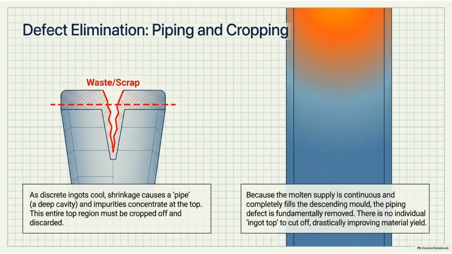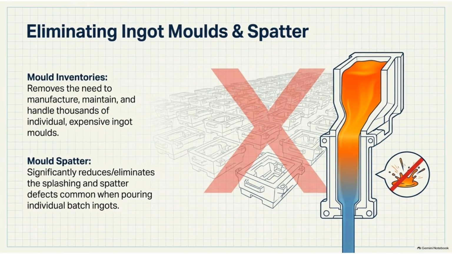Continuous casting also eliminates common defects. In batch casting, shrinkage creates a pipe or cavity at the top of an ingot, which must be cropped and discarded. Since the continuous process fills the mold steadily, this defect is effectively removed, improving yield. Beyond material yield, this method removes the need to maintain thousands of individual ingot molds and significantly reduces the splashing and spatter defects often associated with pouring discrete, individual batches.